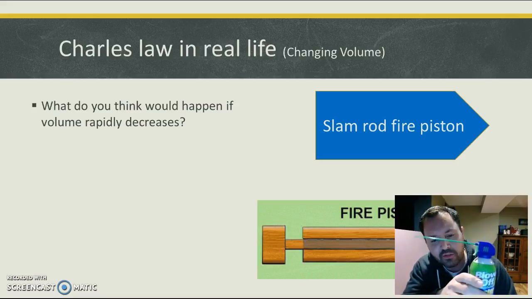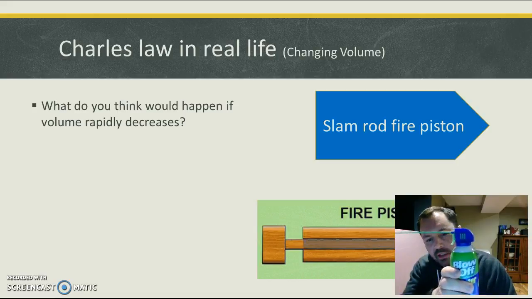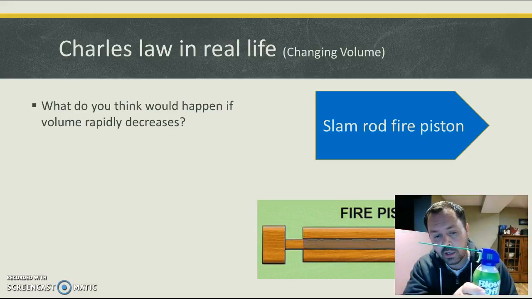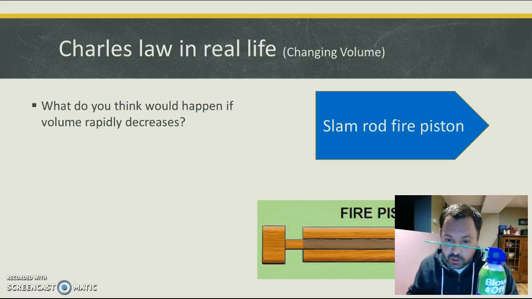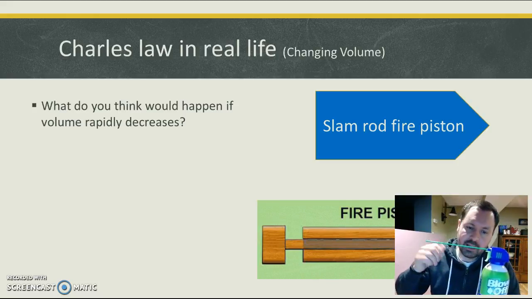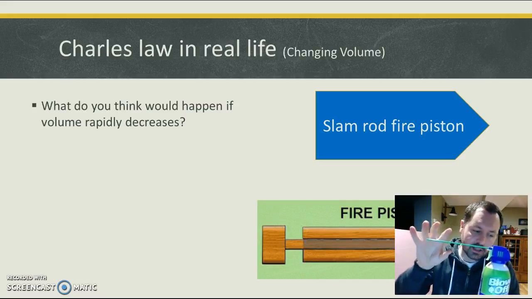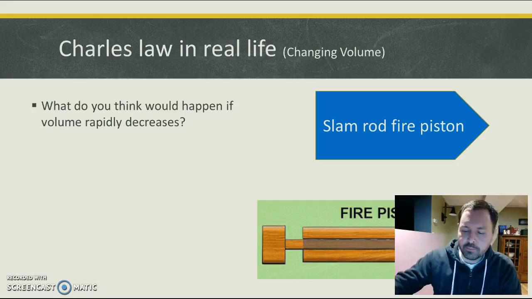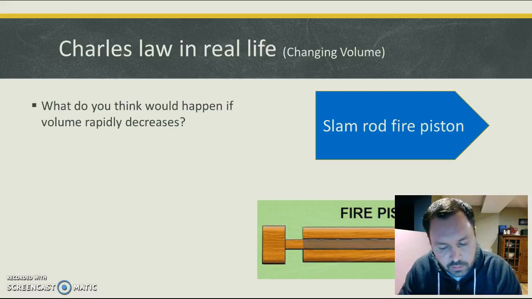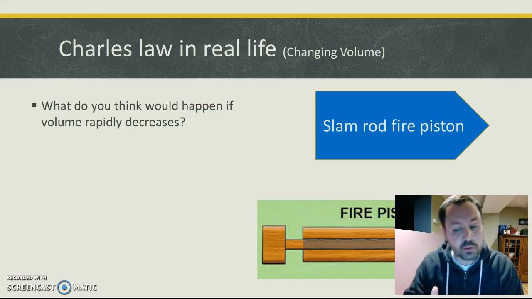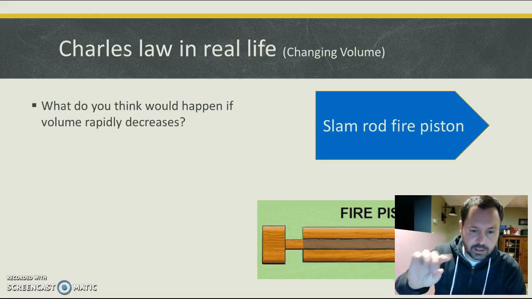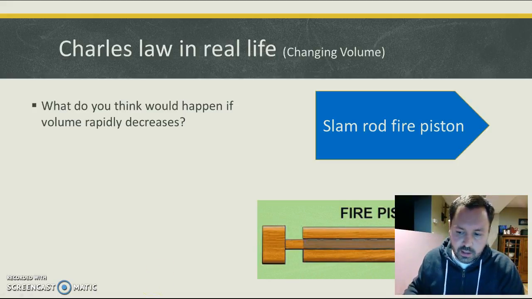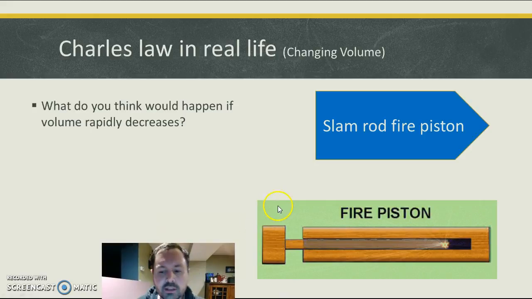But when we talk about a fire piston, although we are decreasing the volume of air very quickly, we're increasing the pressure extremely quickly. And there's a perfect gas law, which this chapter doesn't cover, which makes this case a little bit more complicated. But if you decrease the volume of something very quickly, but you increase the pressure extremely quickly, well, that's actually going to increase the temperature. And a good example of that is the slam rod fire piston.